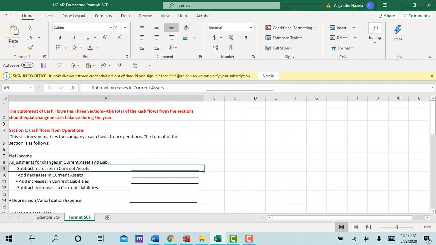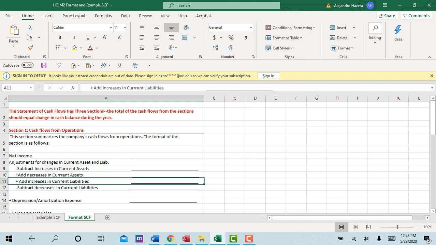So the rule, and I emphasize this, is that for current assets, the change goes in the opposite direction of the adjustment. Very important. So if a current asset goes up, you subtract it out; the increase is opposite of the adjustment. And in the case of decreases in current assets, if they go down, you add them back. The change is the opposite of the adjustment.